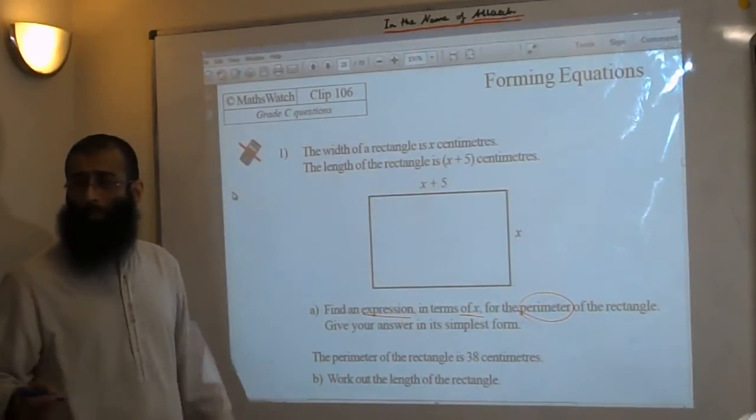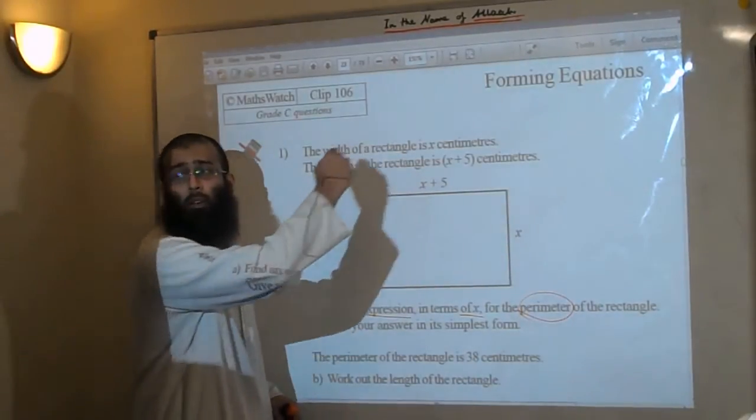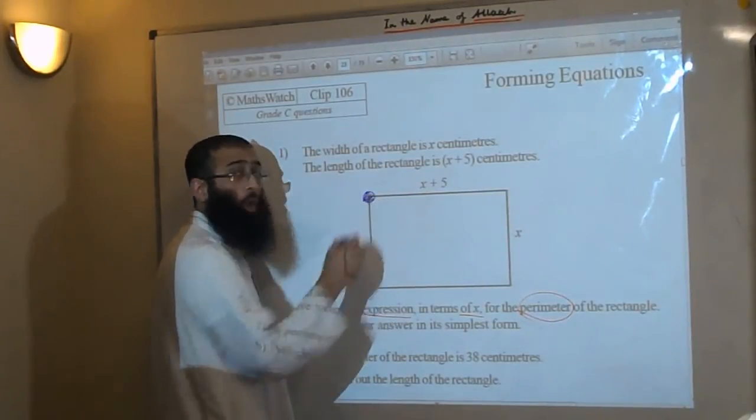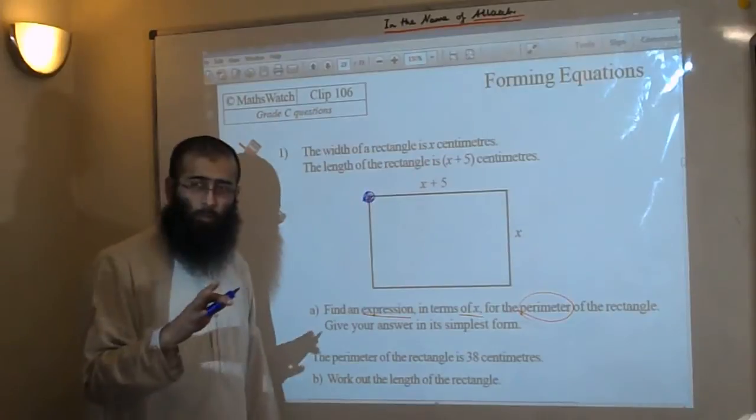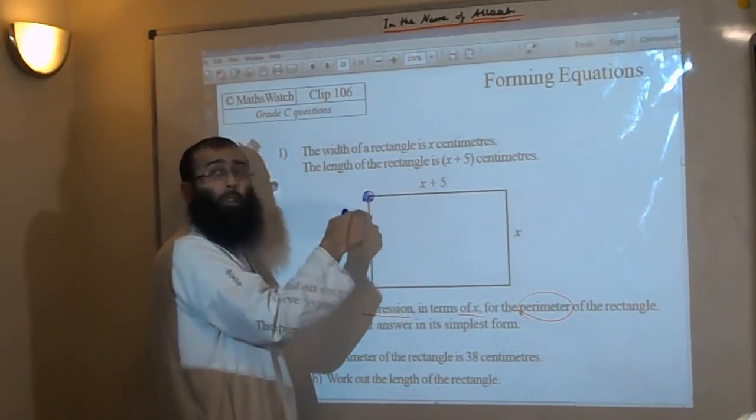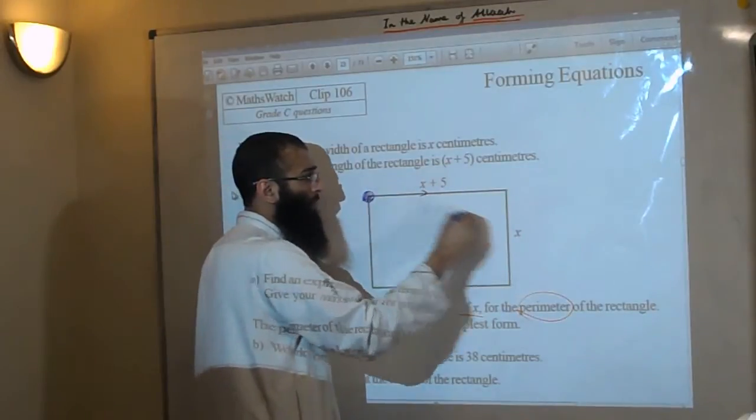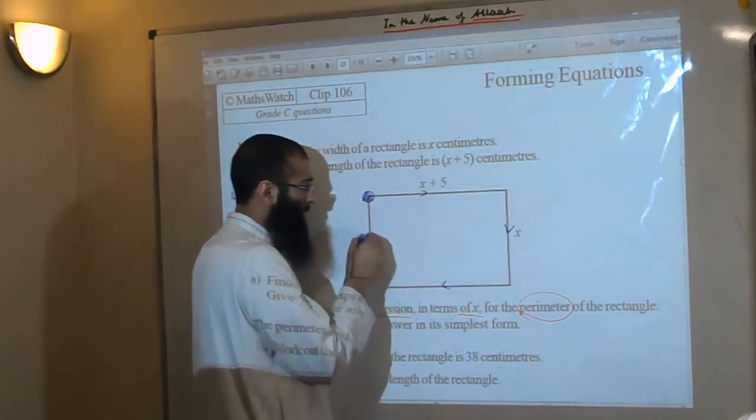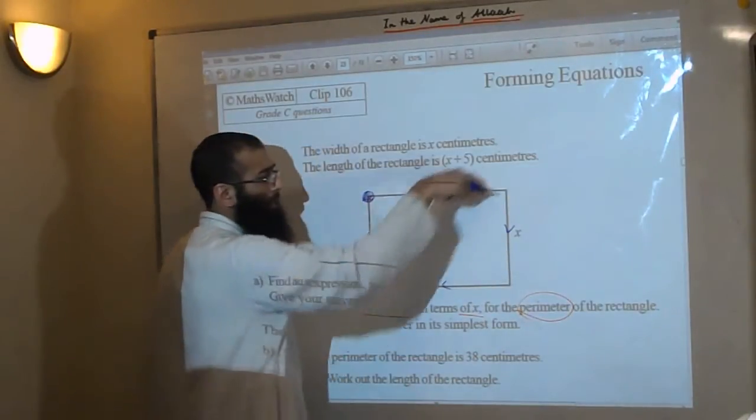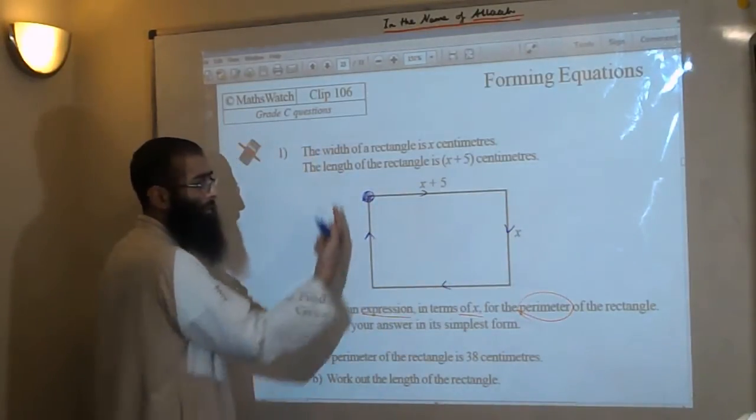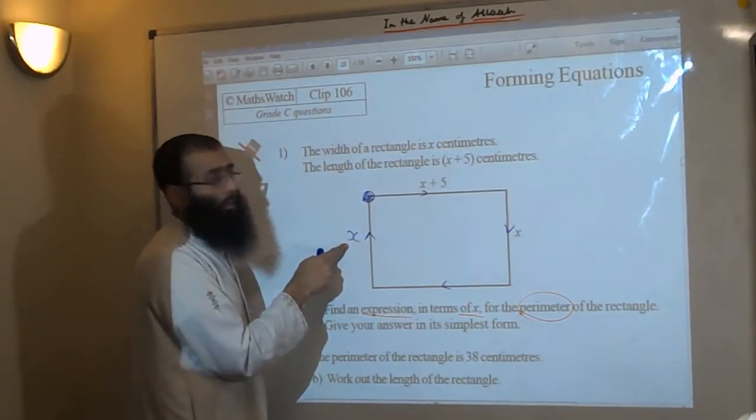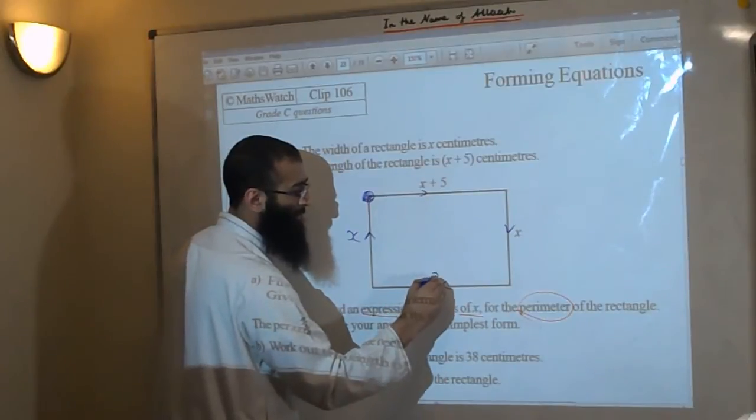Now the word perimeter means the distance all the way around the outside. If I start at one corner, I call this the blobby method. I'm talking about Mr. Blobby. You put a blob in the corner and you follow the shape around, and what we do here is add up all the lengths. So it's this length, this length, this length, this length. If this is x, what is this one? If the top one is x plus 5, due to symmetry of the shape, the bottom one is also x plus 5.